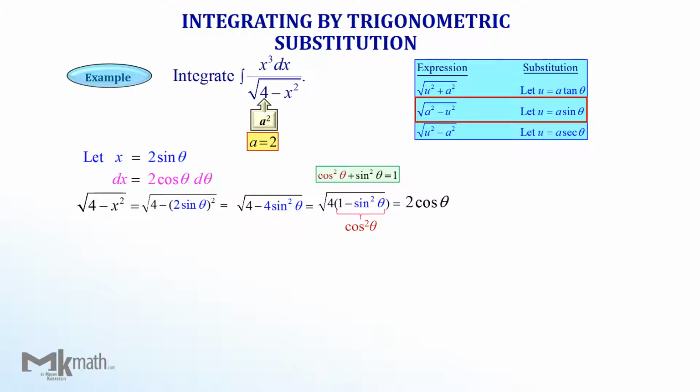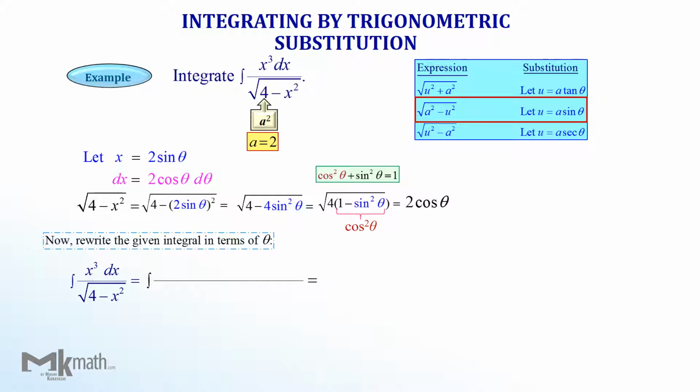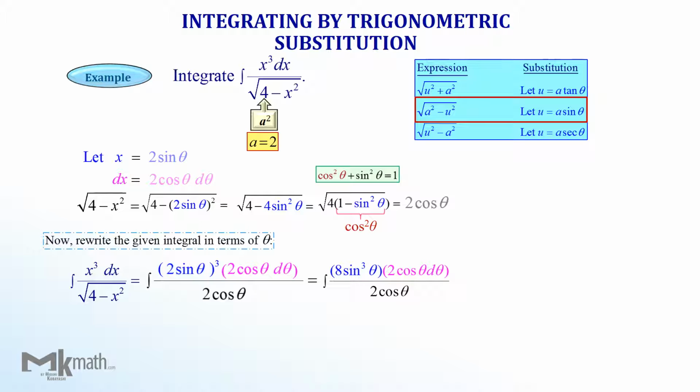Now, rewrite the original question in terms of theta and d theta. For the x cubed term, substituting 2 sine theta to get 8 sine cube theta. For the dx term, we have 2 cosine theta d theta. For the last one, square root of 4 minus x squared can be replaced by 2 cosine theta. Cancelling 2 cosine theta to get the integral of 8 sine cube theta d theta.